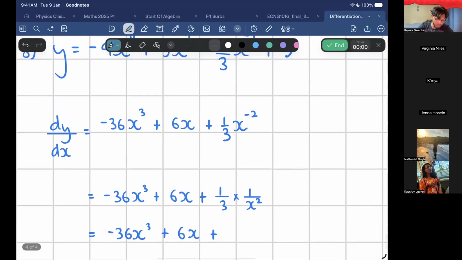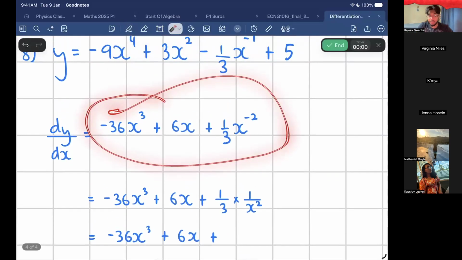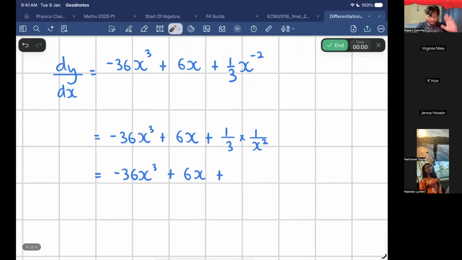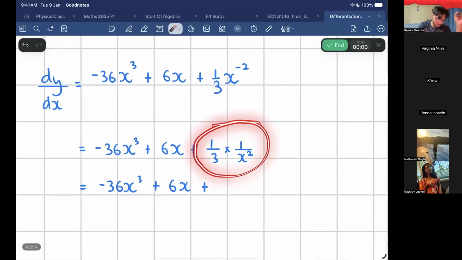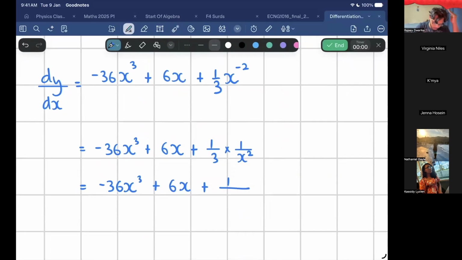By the way, guys, if you wrote this, full marks, full marks. That's all you had to do. That's literally all you had to do. You get your marks. We're just doing extra here. So it would look like 1 over 3x squared. Good. 1 over 3x squared.